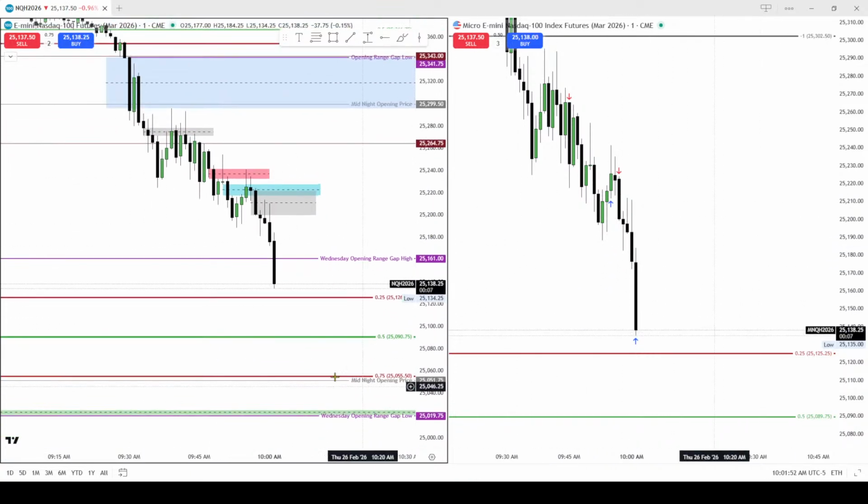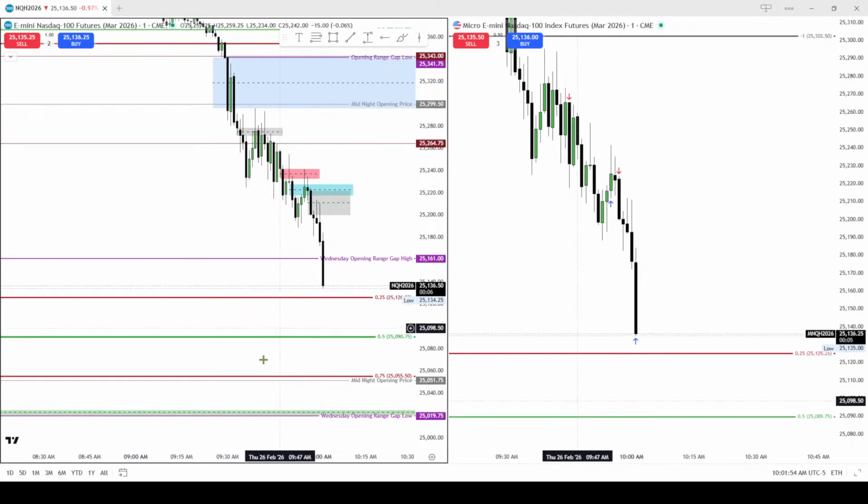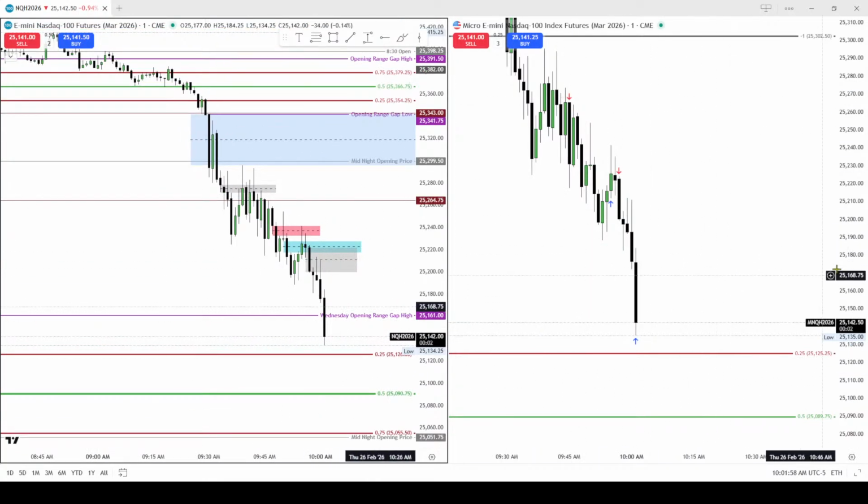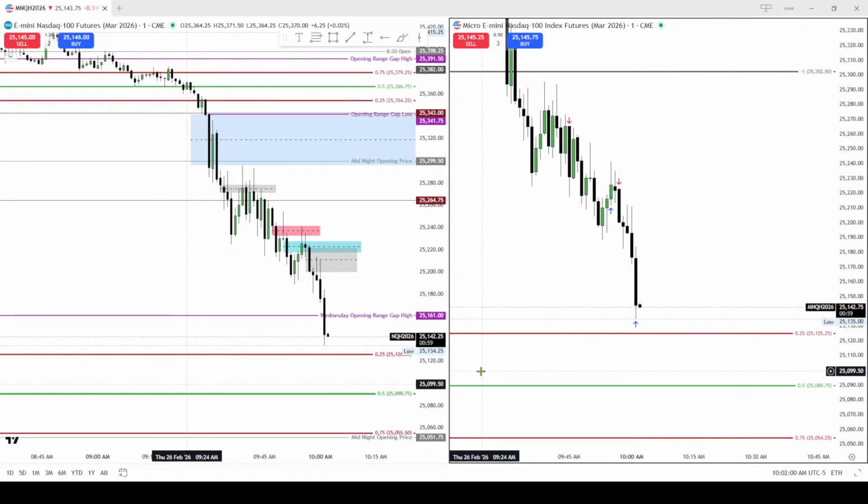Yes, price could continue dropping lower to fill that opening range gap of yesterday even more. But I'm satisfied with that, and that would be it for today's session.